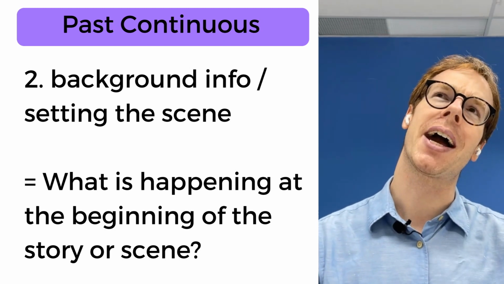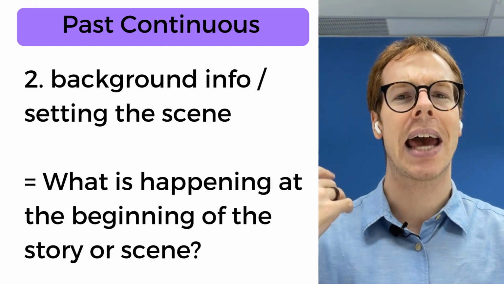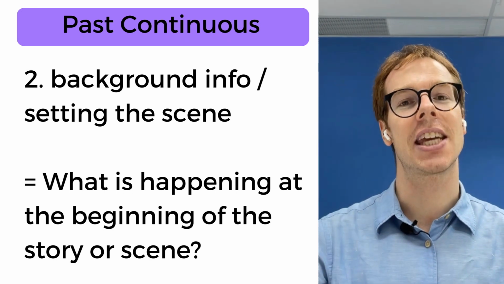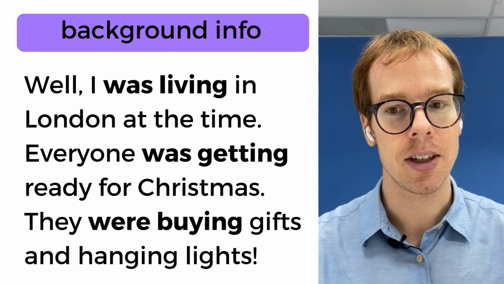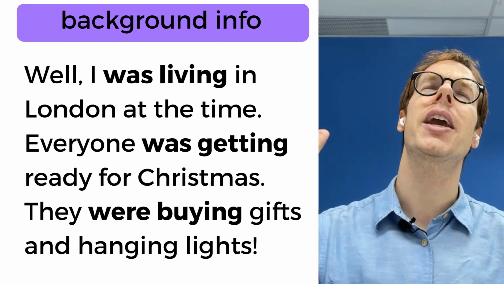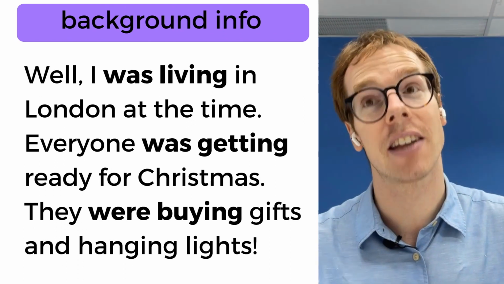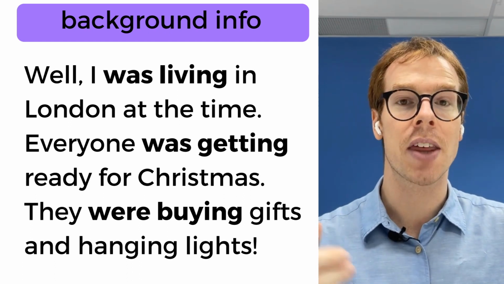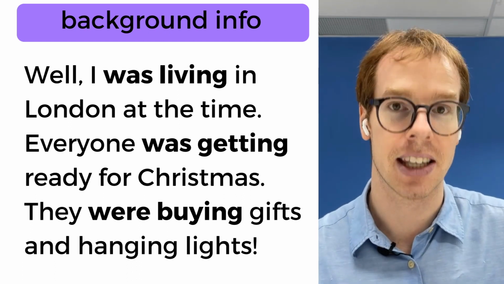We can also use it to show some background info. So what do I mean by background info? Well, this is what's happening at the beginning of a story or the beginning of a scene that you're describing. So for example, I can say, oh yeah, I was living in London at the time. You know, everybody was getting ready for Christmas. They were buying gifts and hanging lights. It was really an exciting time because there were so many things happening when I was living in London.